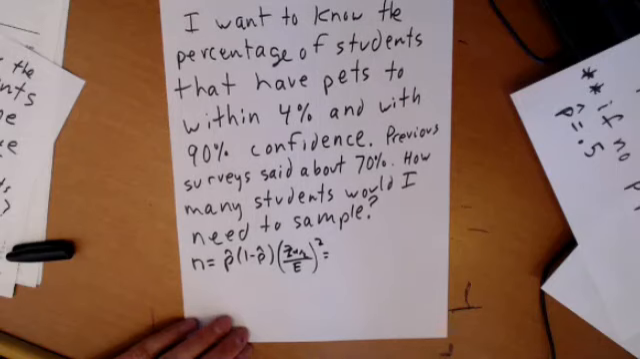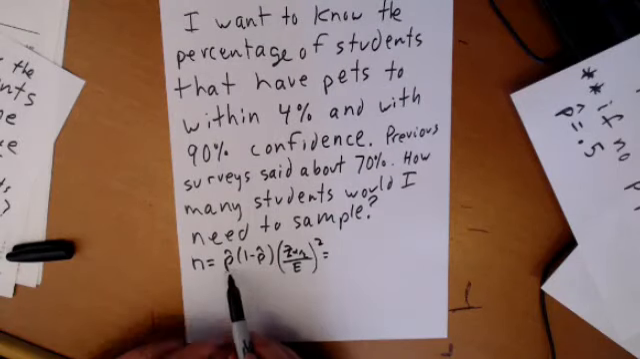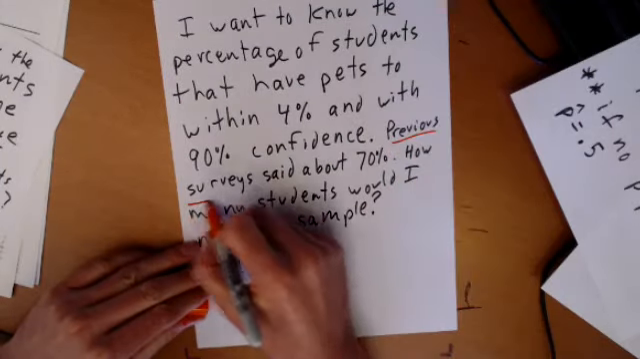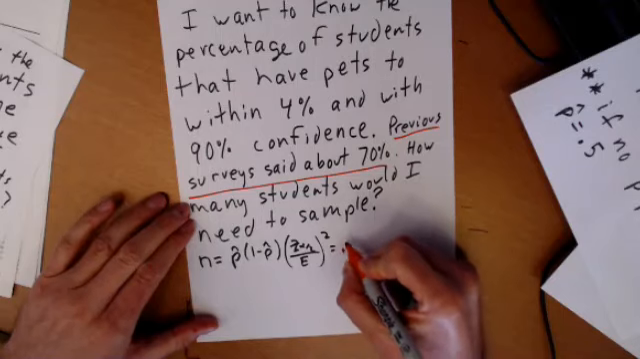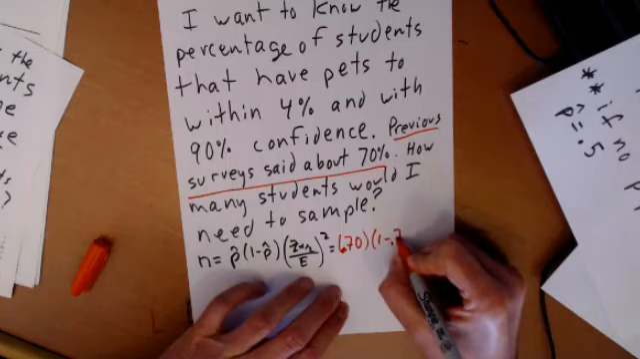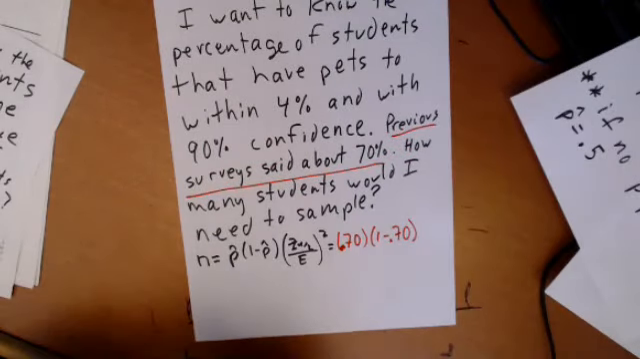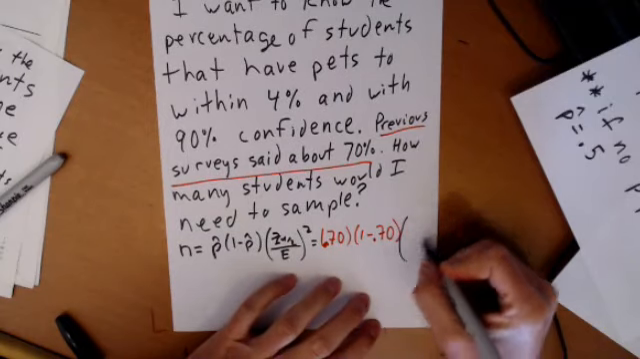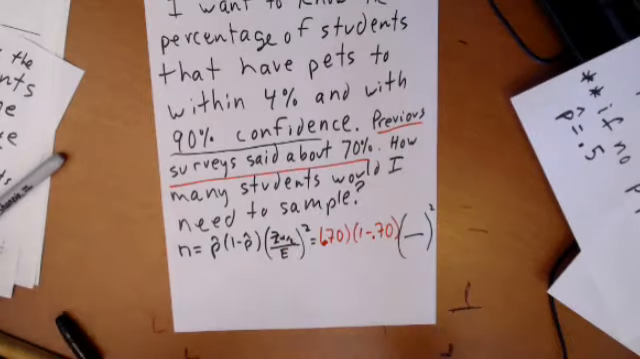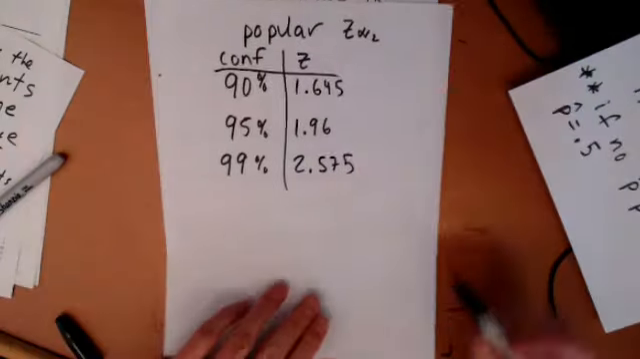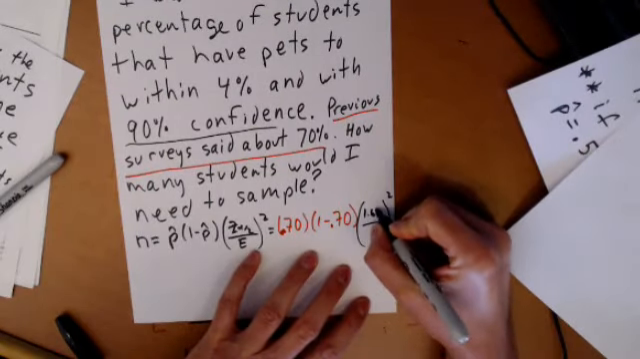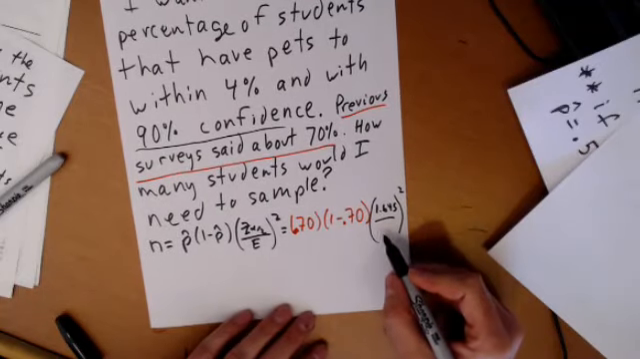Okay, so the p hat, is there a previous p hat? Yes. They say previous survey said about 70%. Okay, so 0.70, 1 minus 0.70, and then the z alpha over 2. z alpha over 2 is for 90% confidence. So remember, 90% confidence, we have that little shortcut. So 1.645 over margin of error E.